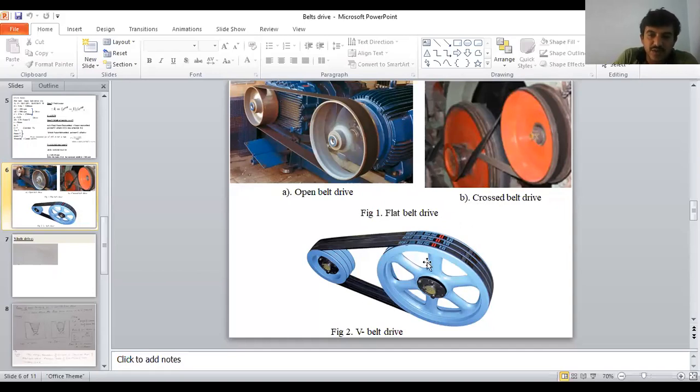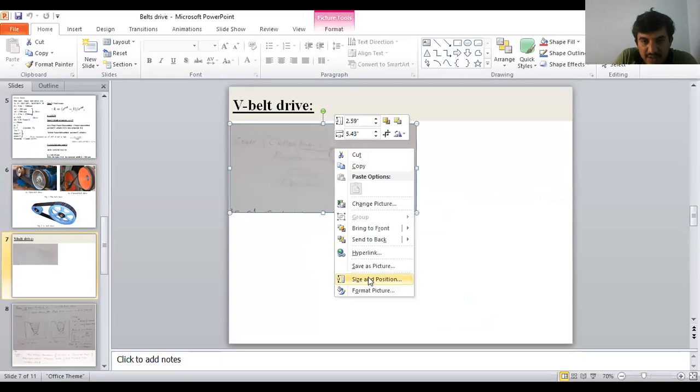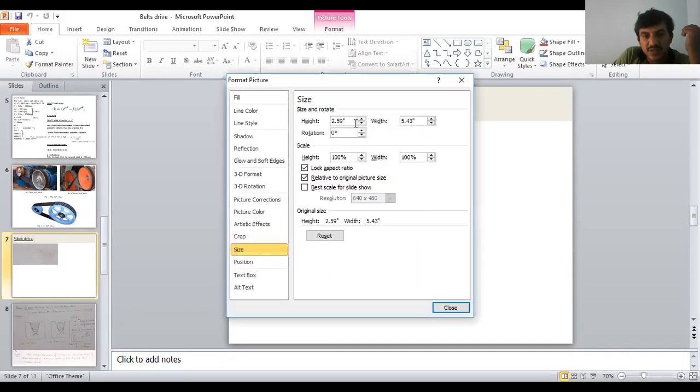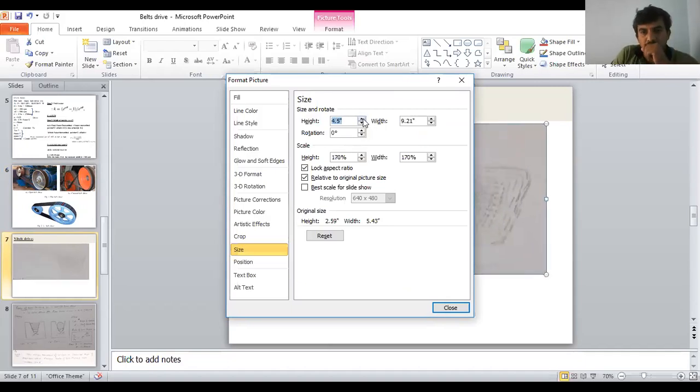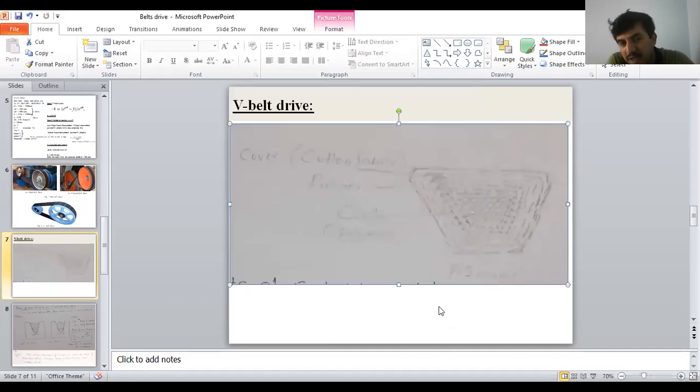Today we will discuss the design of the V belt drive. So what are V belt drives? V belt drives are again power transmission devices. They transmit power from one shaft to another shaft with the help of pulleys. The pulley is not flat here; the V pulley is a grooved one. The belt we use has a trapezoidal cross section, and that type of belt drive is called a V belt drive.